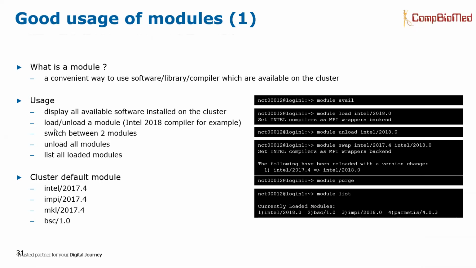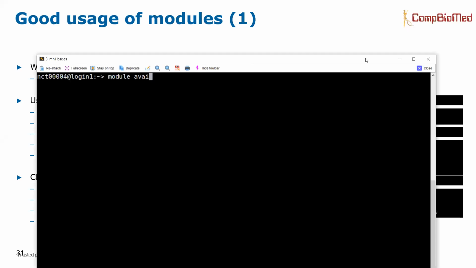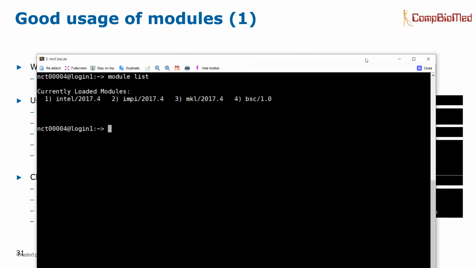So you have this basic command. You have module avail, you have module list. If you start with the command module list, it will tell you the modules, the applications, that you have loaded in your system. By default, you should all have the Intel compiler, the version of 2017. You have the Intel MPI library, the Intel MKL, and a BSC module, just like I'm showing you right now.